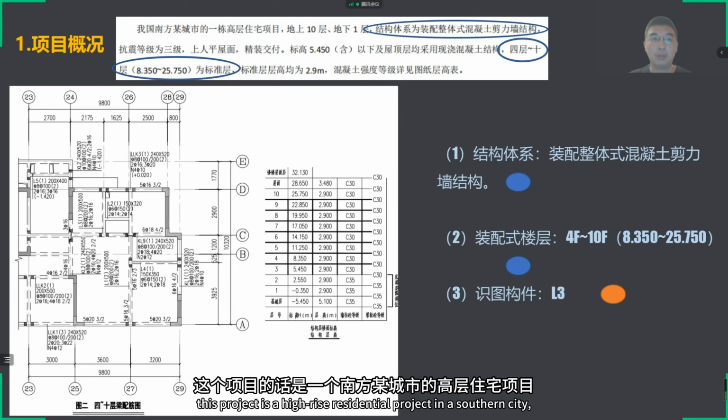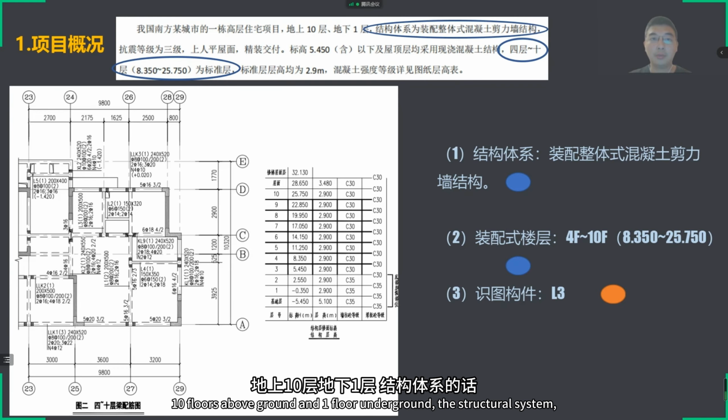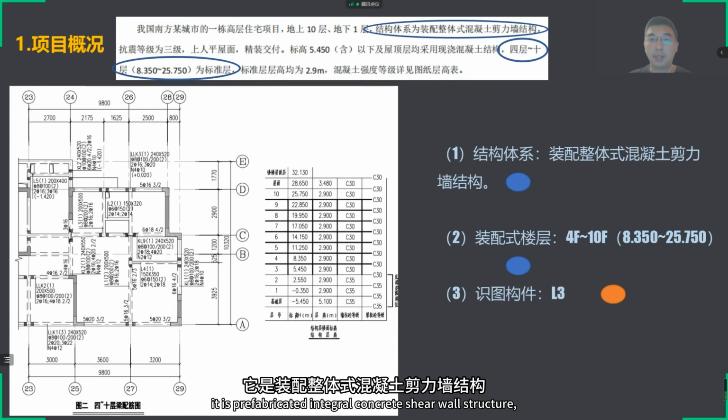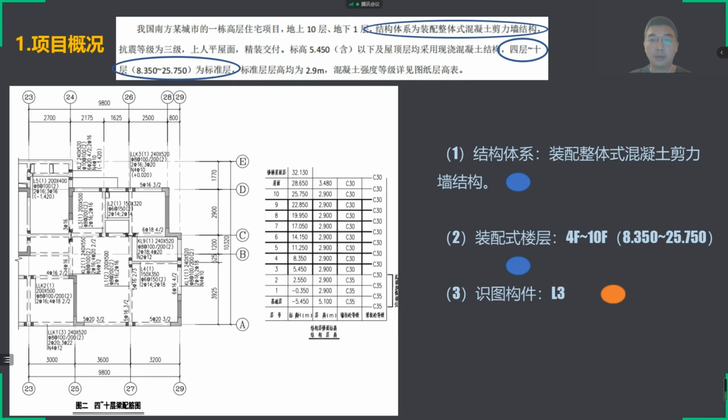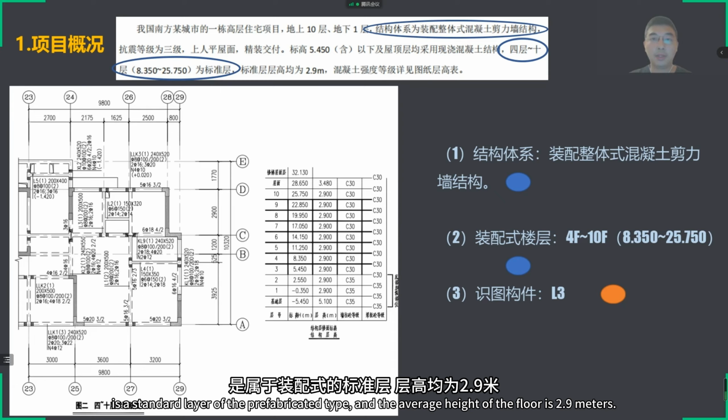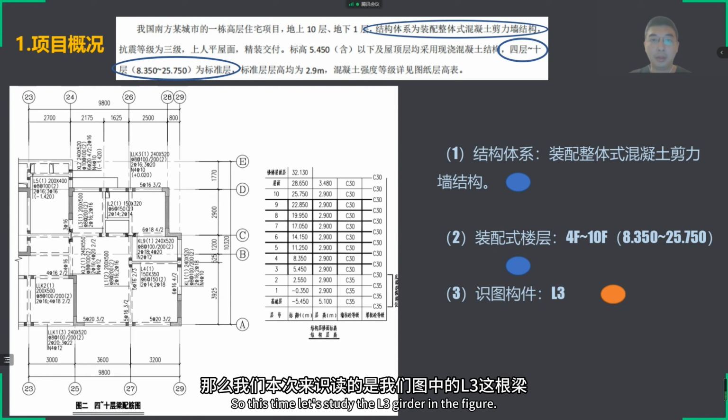This project is a high-rise residential project in a southern city. 10 floors above ground and 1 floor underground. The structural system is a prefabricated, integral, concrete shear wall structure, of which 4 to 10 floors, from an elevation of 8.350 till 25.750, is a standard layer of the prefabricated type, and the average height of the floor is 2.9 meters. So this time, let's study the L3 girder in the figure.